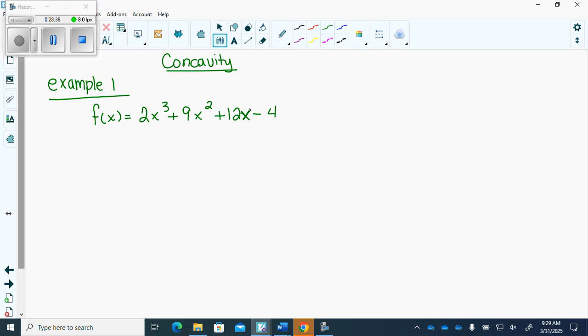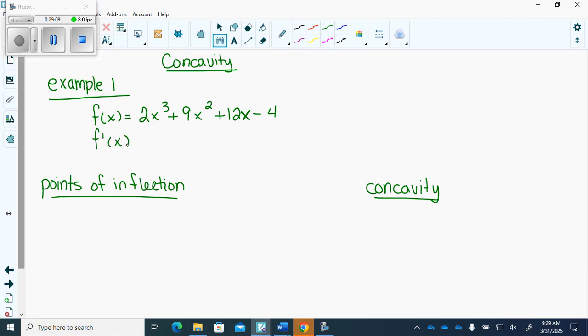So if I want to know the concavity or the points of inflection, if they ask me that, or they ask me for concavity, I immediately get to my second derivative. I don't care anything about the first one. Okay? I need to find it to get my second derivative, but I just find it and then move on. Don't answer any questions. So f prime of x equals 6x squared plus 18x plus 12.